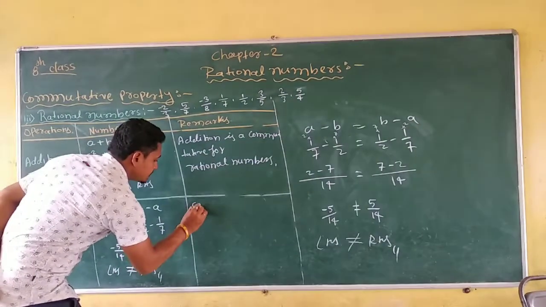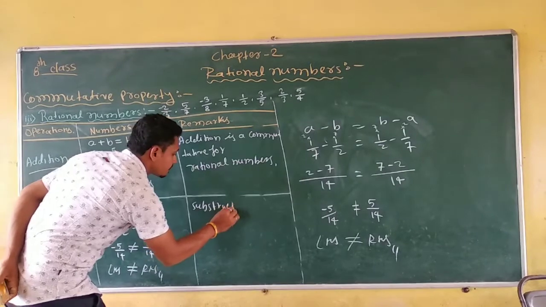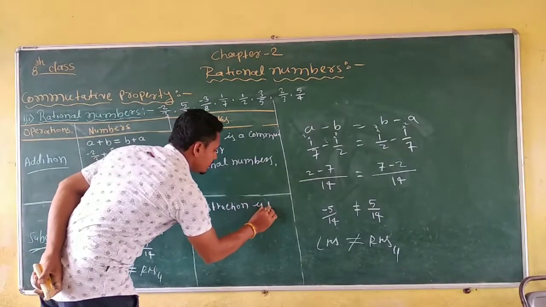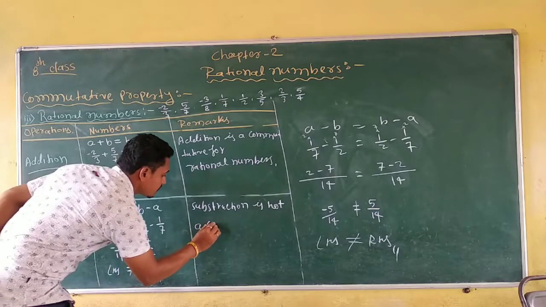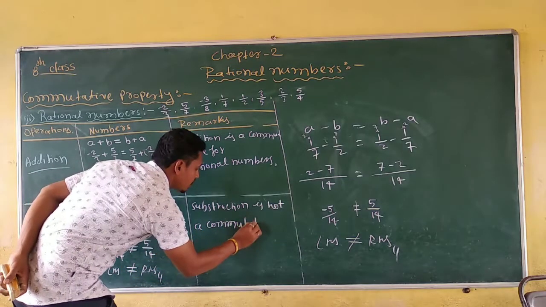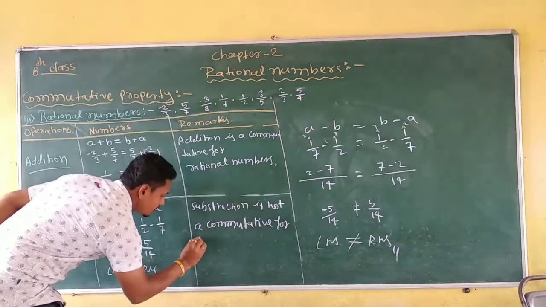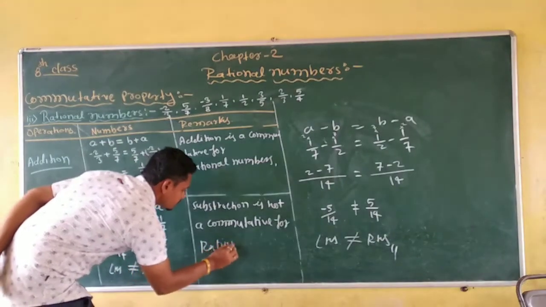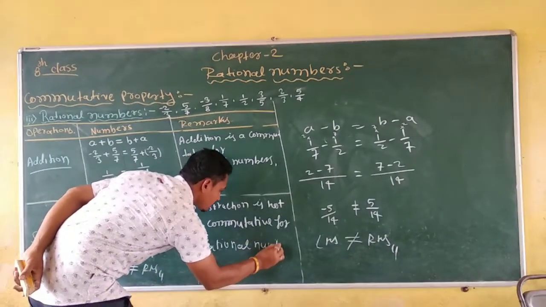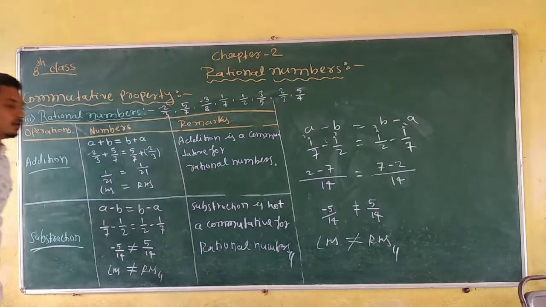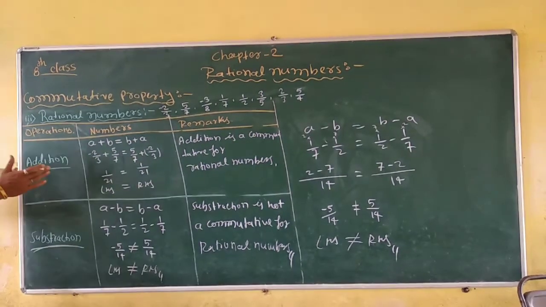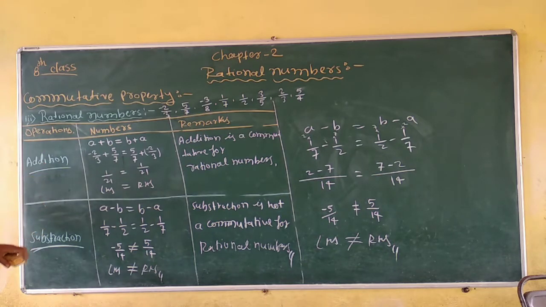Subtraction is not commutative for rational numbers. Is it right? So please note down this tabular column, and next we have to discuss multiplication and division. Okay, so let's note down this chart.